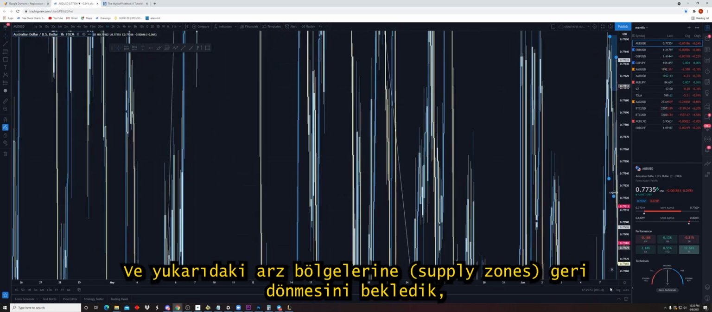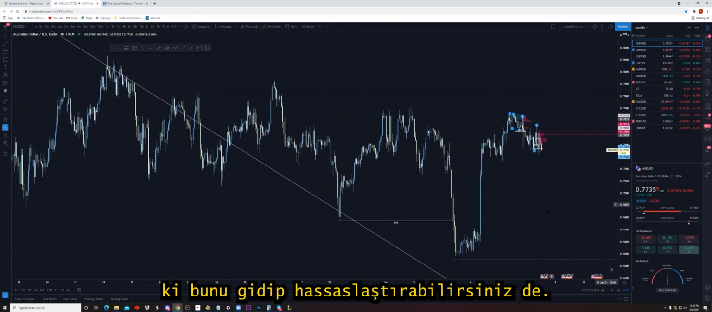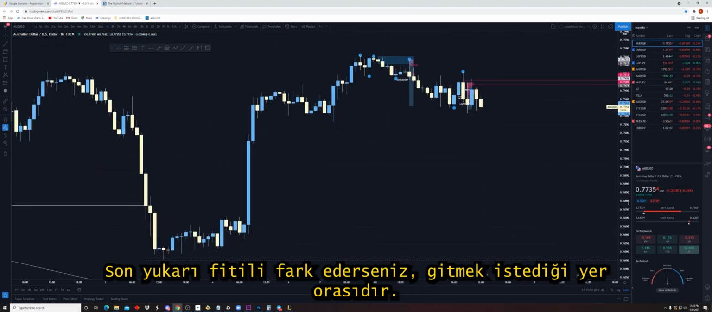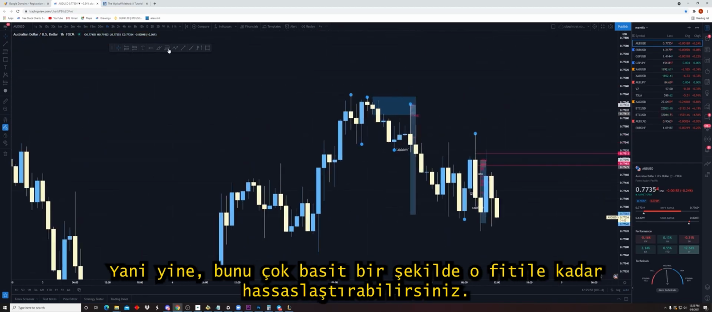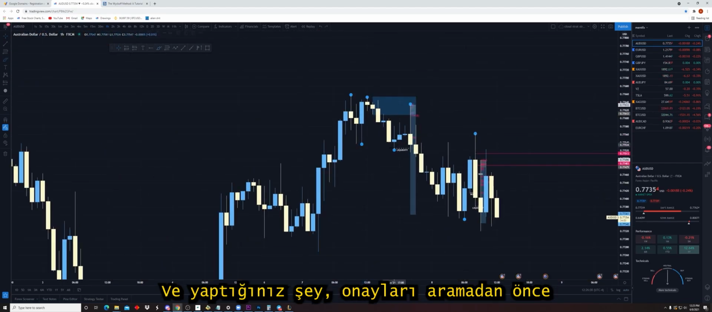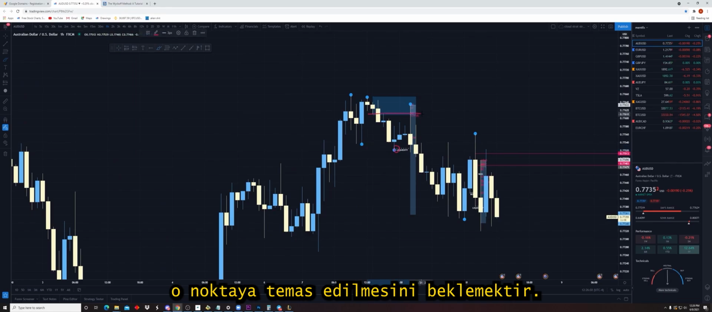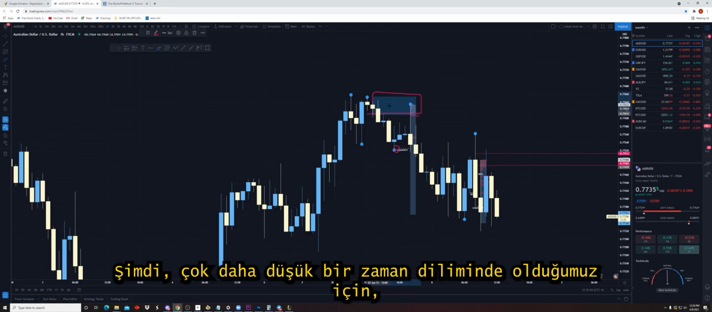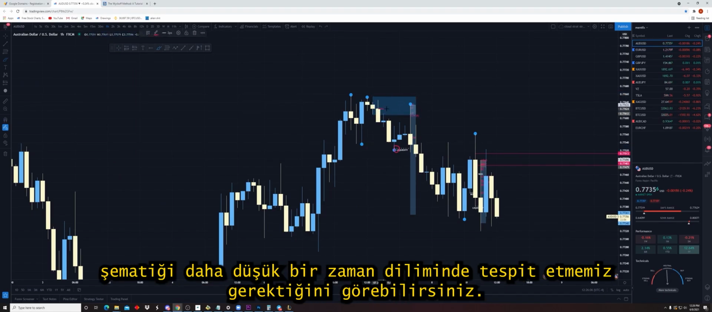So on a higher time frame, you have to recognize that across multiple time frames, price is going to deliver in a certain way. On this higher time frame, the break of structure happened right here with this wick, and we expected it to swing right back up into the supply zones up here, which you can refine to, if you notice, this last wick up, which is where it wanted to go.